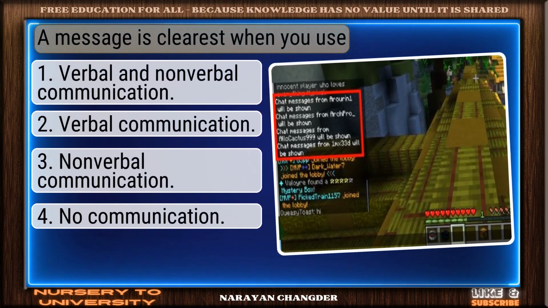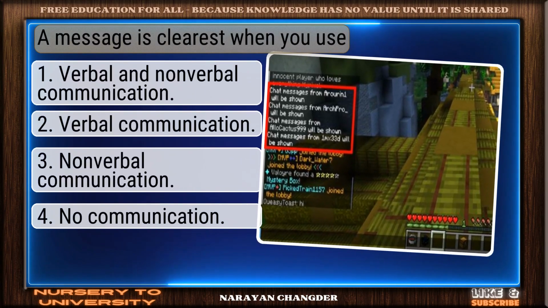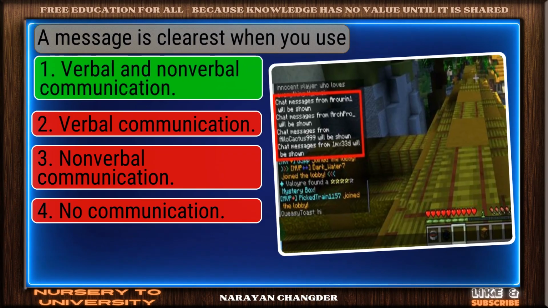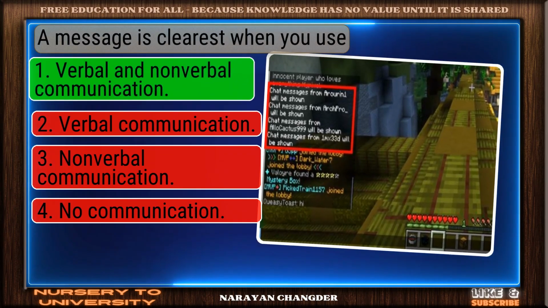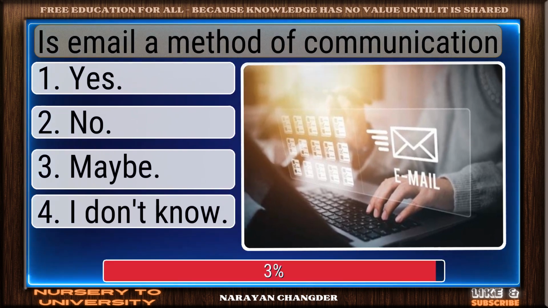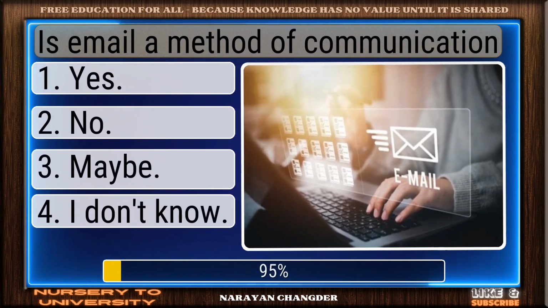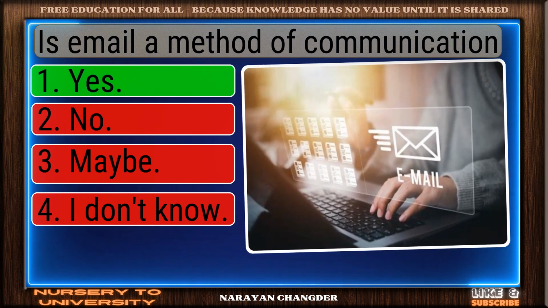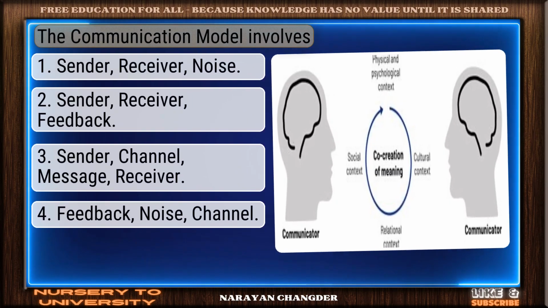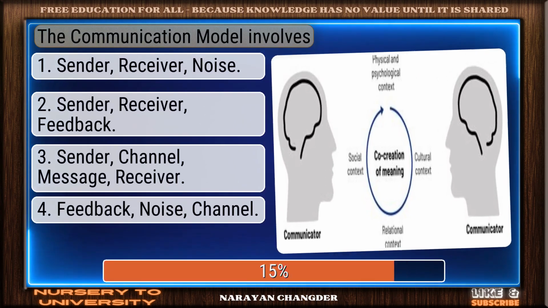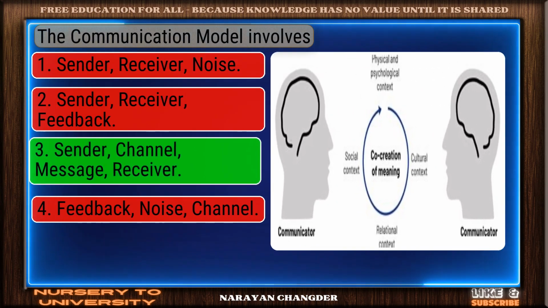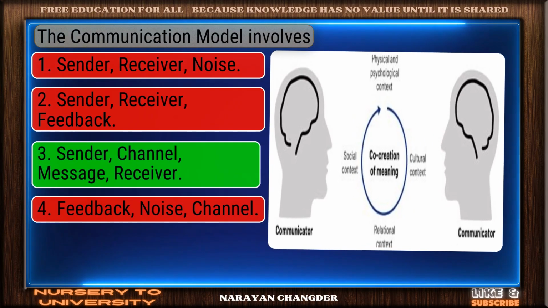Question number 65. A message is clearest when you use. You got it. Your choice verbal and nonverbal communication is right. Question number 66. Is email a method of communication? Great job. Yes is the accurate answer. Question number 67. The communication model involves. Nice work. You chose sender, channel, message, receiver, and it is correct.